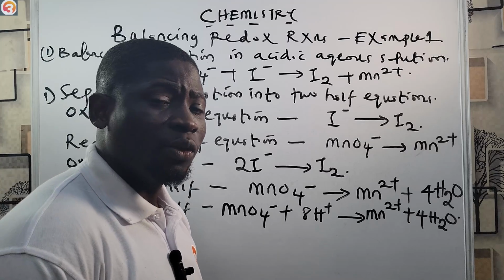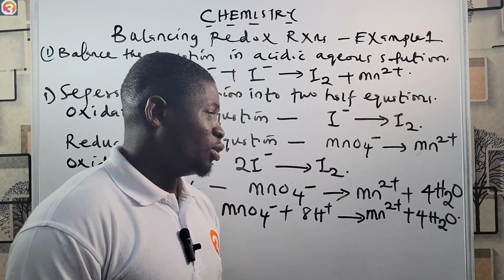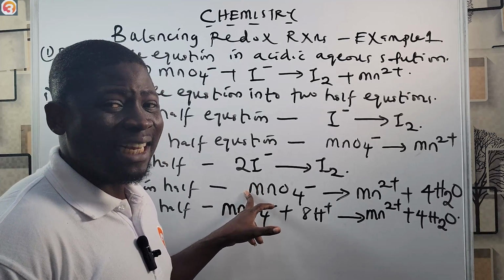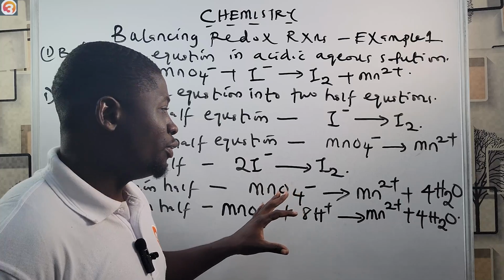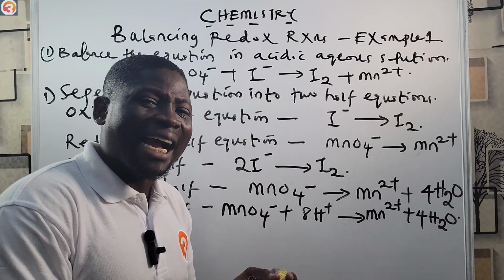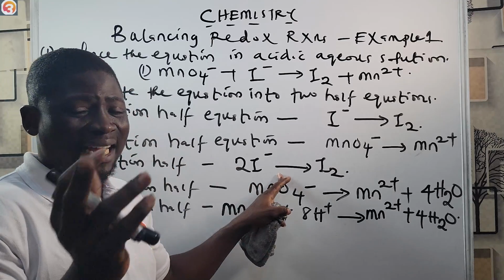So what we do next is to add up the charges, so that we'll be able to balance the charges on both sides. Okay, we need to balance the charges on both sides. So we need to add up the charges and then add the appropriate number of electrons to the more positive side.